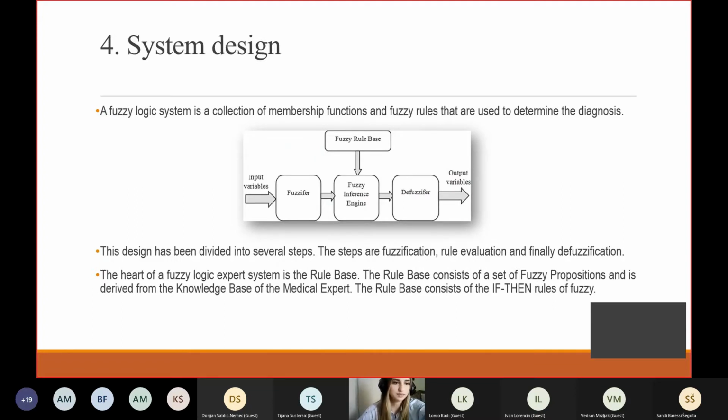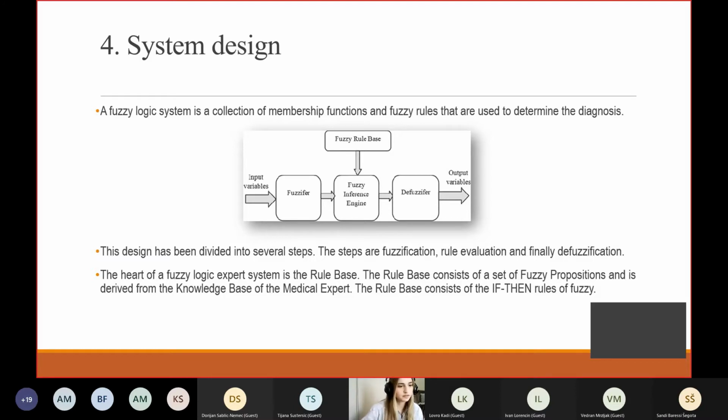This is the system design, and this article presents the procedure of design. This design has been divided into several steps. The steps are fuzzification, rule evaluation, and finally defuzzification. The heart of a fuzzy logic expert system is the rule base, and the rule base consists of a set of fuzzy if-then rules.